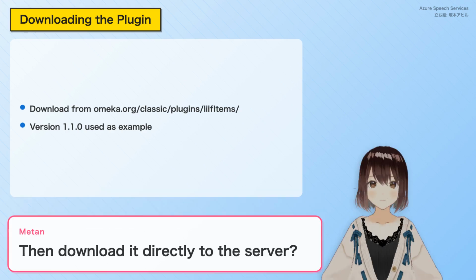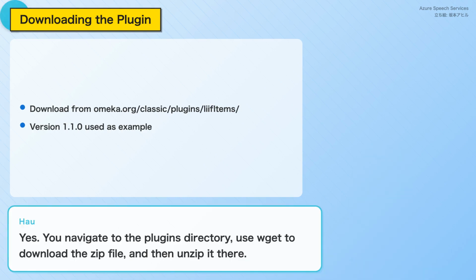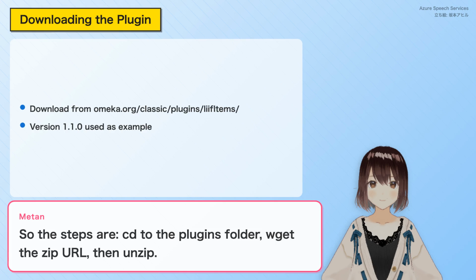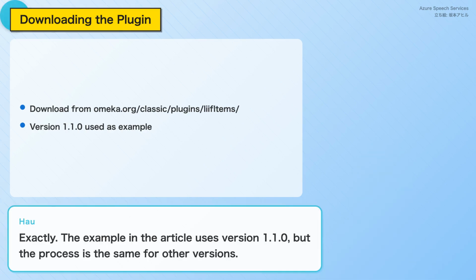Then download it directly to the server? Yes. You navigate to the plugins directory, you get to download the zip file, and then unzip it there. So the steps are, cd to the plugins folder, get the zip URL, then unzip. Exactly. The example in the article uses version 1.1.0, but the process is the same for other versions.